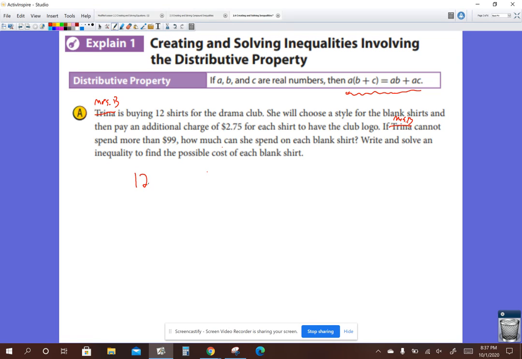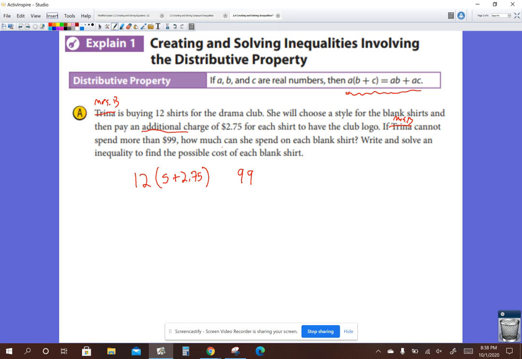So those 12 shirts, what do you have to pay for? Well, the blank shirt. So I'm going to just put S for blank shirt. You have to pay for the shirt and then an additional, remember an additional, that keyword, 2.75. So the blank shirt and the additional 2.75, that amount has to be multiplied times the amount of shirts, which is 12. If Mrs. B cannot spend more than $99, so she cannot spend more than, so we have $99 here.